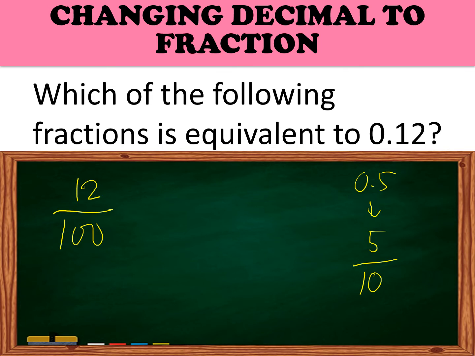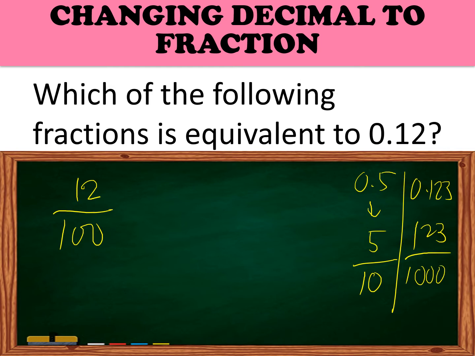Okay? If you are given, say, 0.123, or 123 thousandths, just copy 123 and then 3 decimal places means 3 zeros. So you are given 1, tapos 3 zeros. So you are given 123 over 1,000.